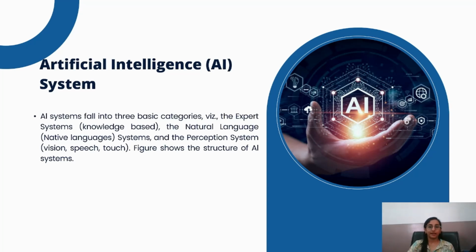AI systems come in three main types. First, there are expert systems, which are like the know it alls of the AI world. They are packed with knowledge and can make decisions based on that. Then there are natural language systems. These are the ones that can understand and generate human language. Think of your phone's voice assistant, for example. Lastly, there are perception systems. These are the ones that can understand things like images, speech, and even touch.